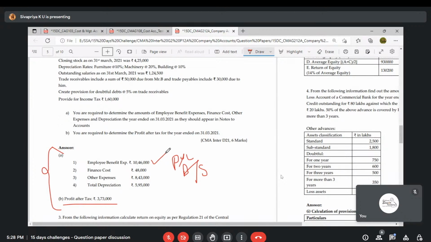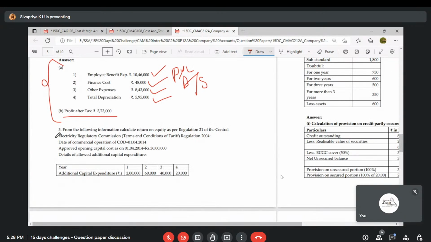Employee benefit expenses 10,46,000. Finance cost is 48,000. Other expenses 8,43,000. And total depreciation is 5,95,000.